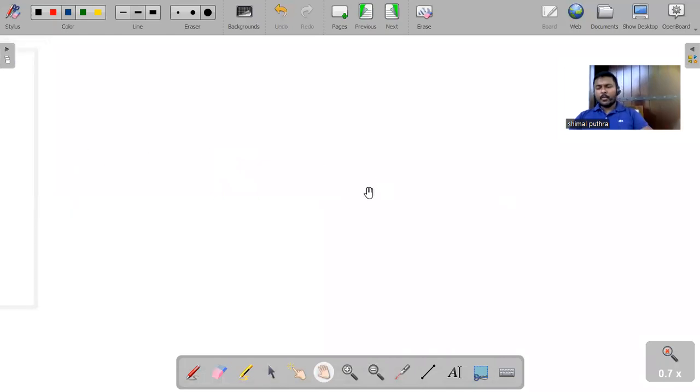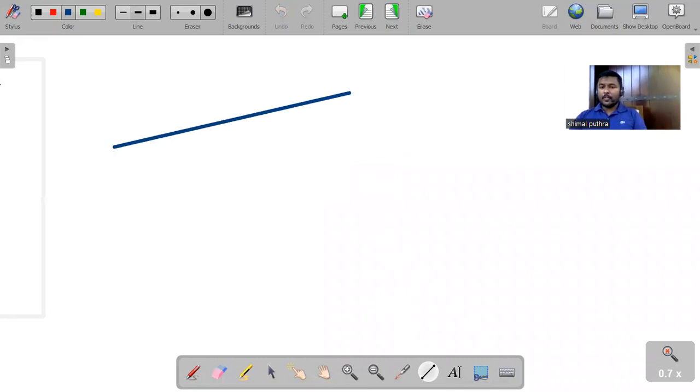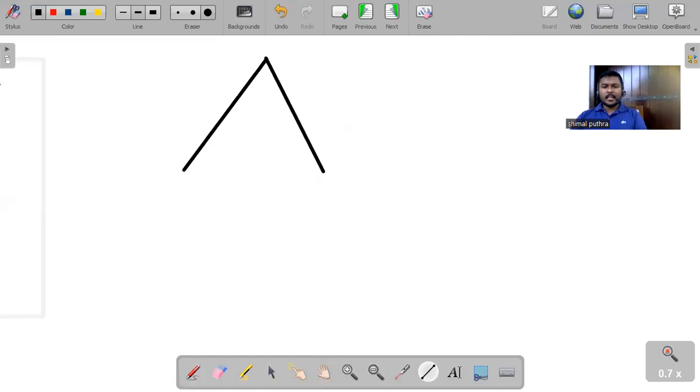Okay, just forget about the question, I have to say something for you. That was a straight line. In the previous case, it was a straight line. We know angles on a straight line are equal to 180. Then I will come to a triangle. Imagine this is a triangle.